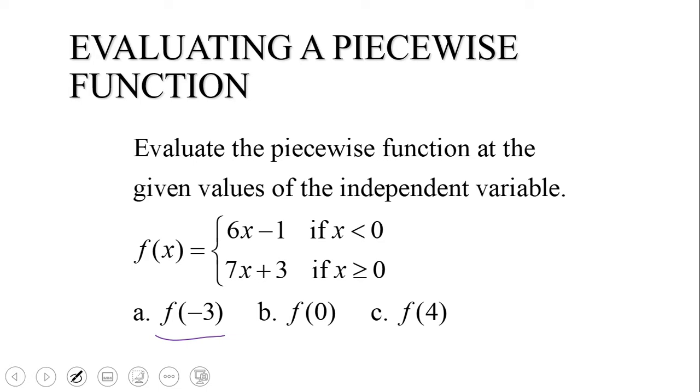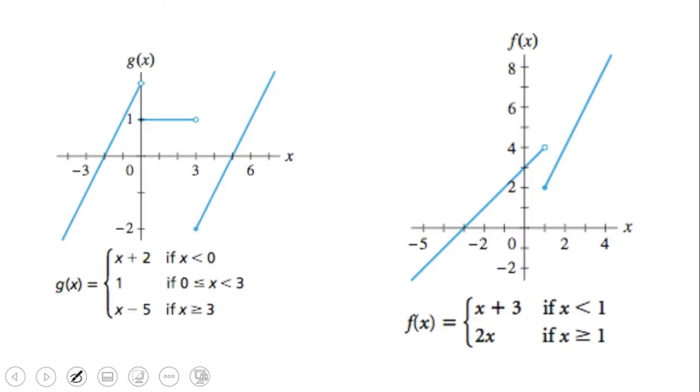In question A, if I'm asking you for f of -3, you're only going to plug it into the piece of the function for which it is defined. So -3 is less than 0, which means you would only plug it into the first piece of the function. For B, f of 0, that would be in the second piece of the function. And then f of 4 would also be in the second piece of the function. So again, pretty straightforward, but just in case, never hurts to have a quick reminder.